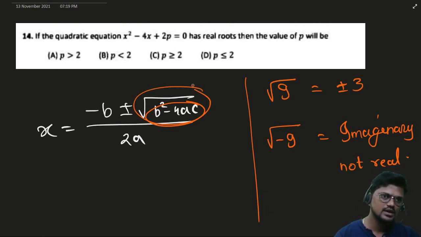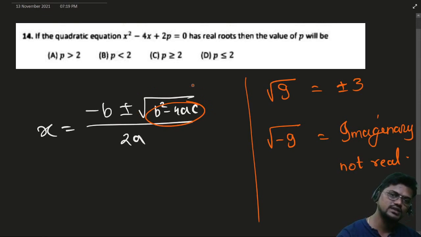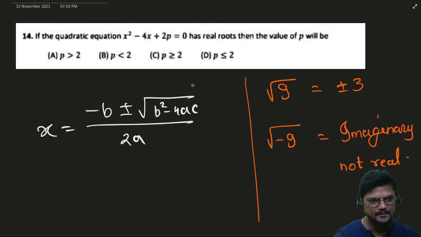But when the roots are equal, what is the condition? When the roots are equal, discriminant should be 0. Why again? When the roots are equal, the value of the discriminant is 0. Fine. But how are the roots equal?